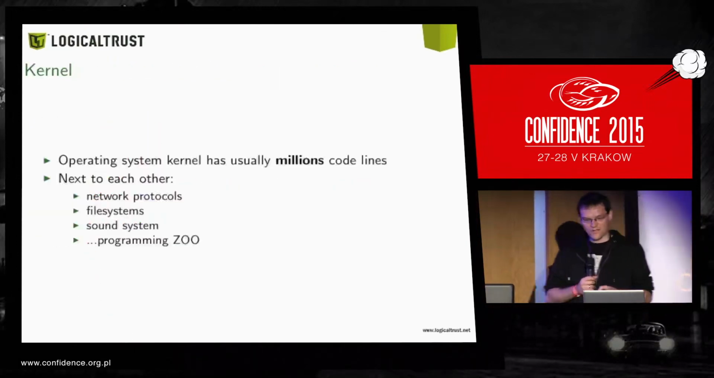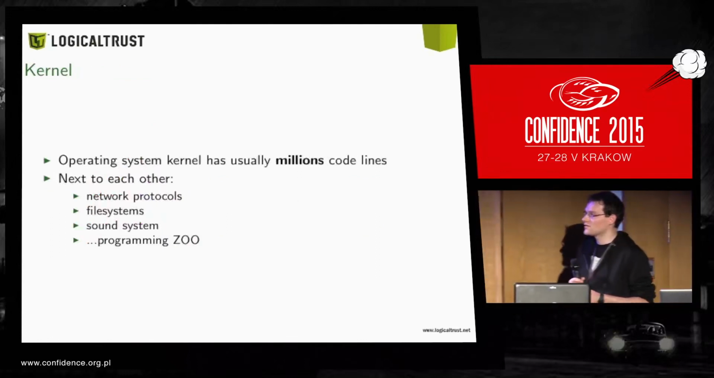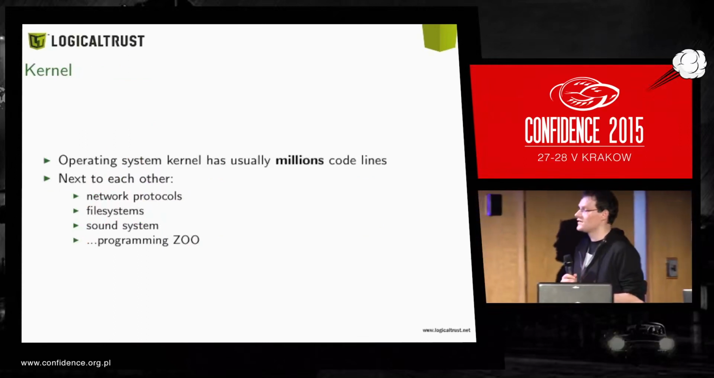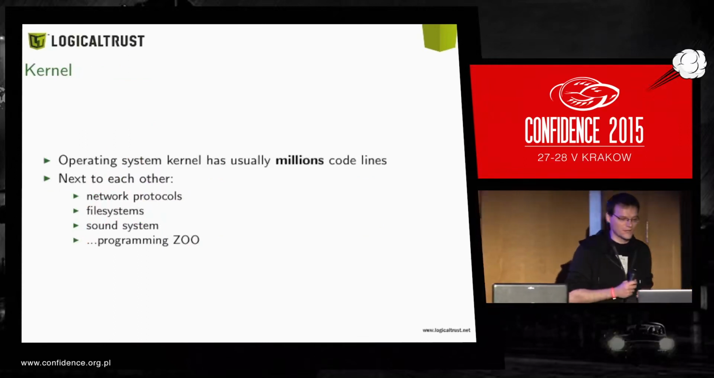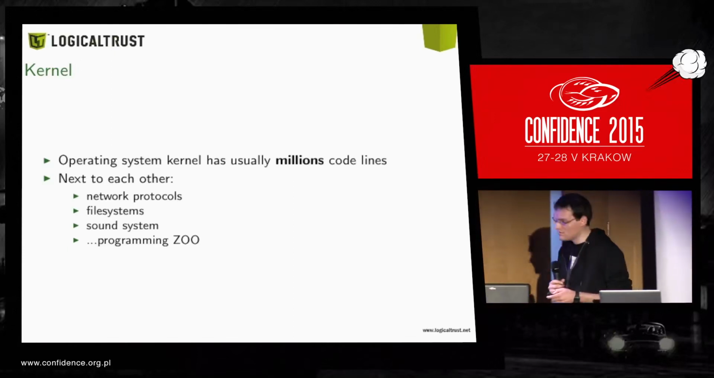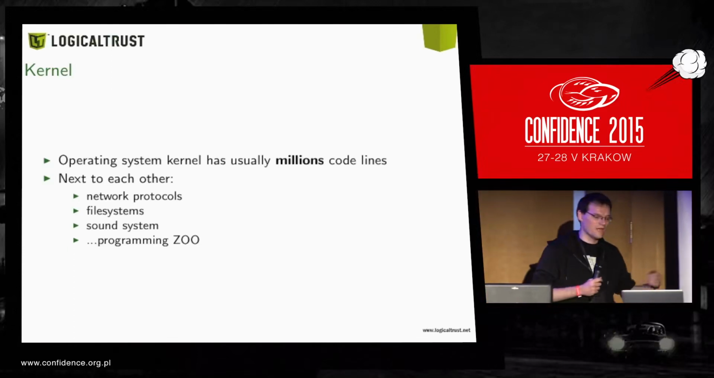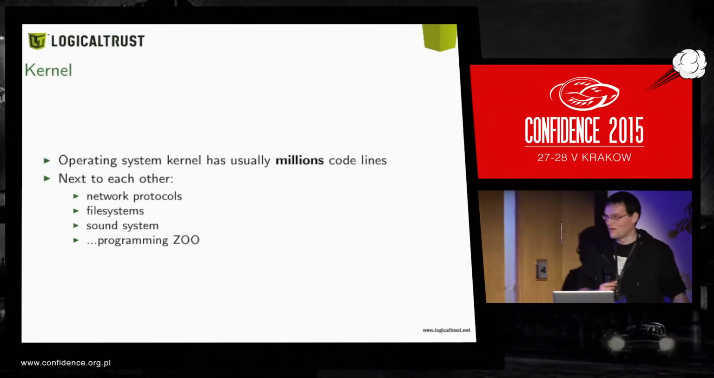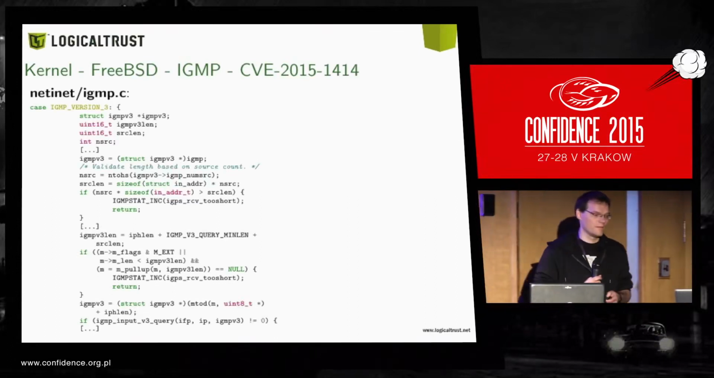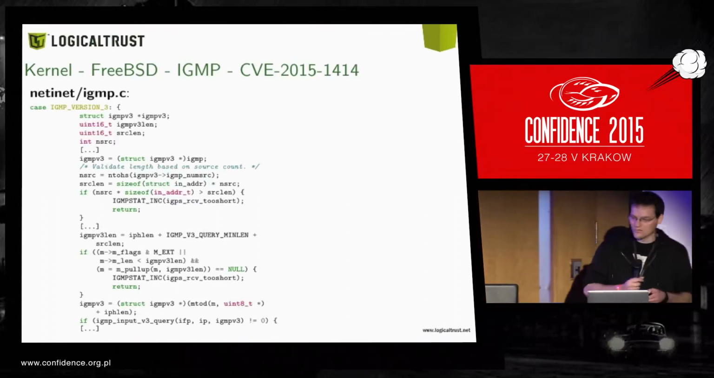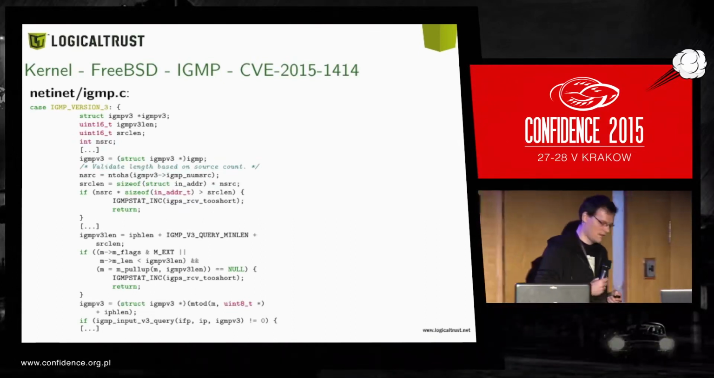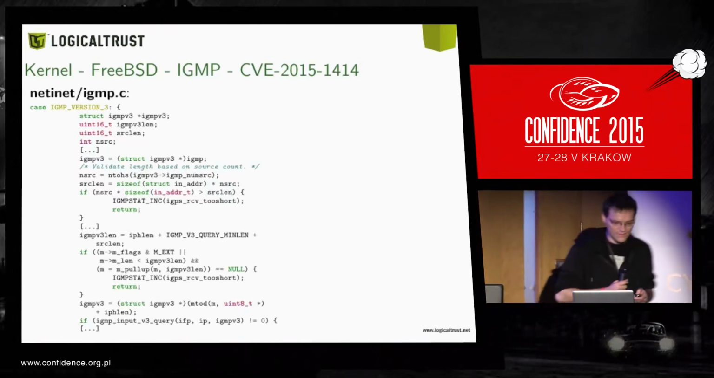So let's see if the kernel is secure. If you take a look at the kernel, there are millions of lines of code running next to each other at the same privilege level. There is everything: network protocols, file systems, and many more. And this is an example of a bug in the FreeBSD code. It's actually fixed, so it's not that important to analyze now.